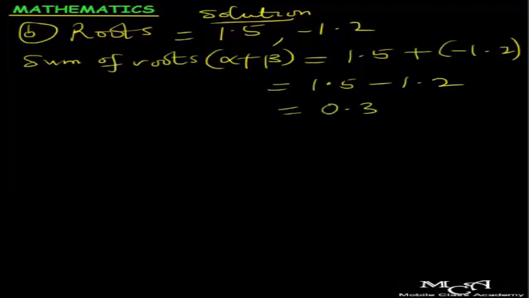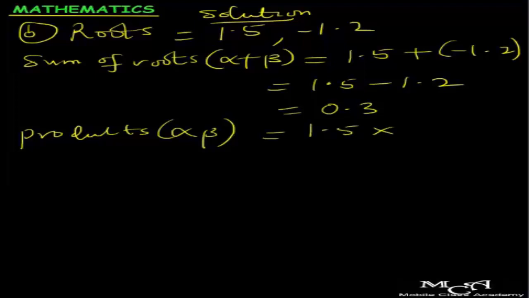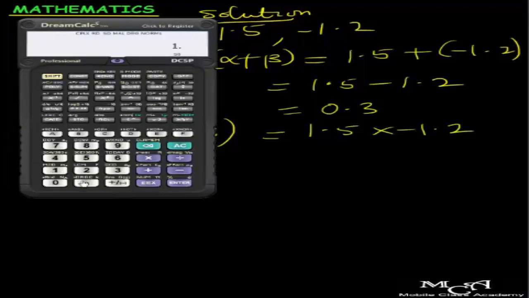So now, from that, let us now get our product of roots. Product, which is alpha beta, will just give us 1.5 multiplied by -1.2. Let us use our calculator to do that. 1.5 times -1.2, that gives us -1.8. You can see the result on the board.